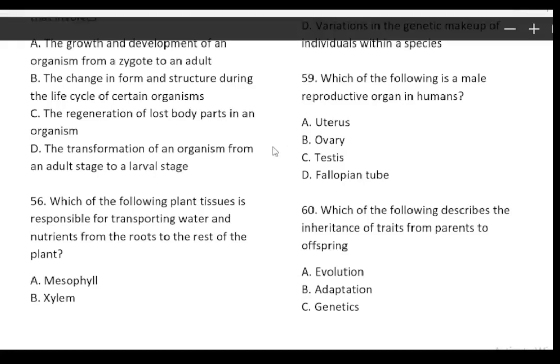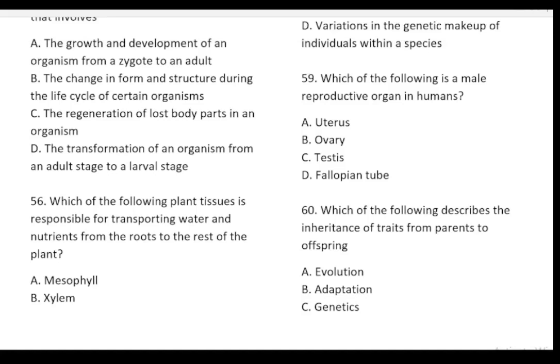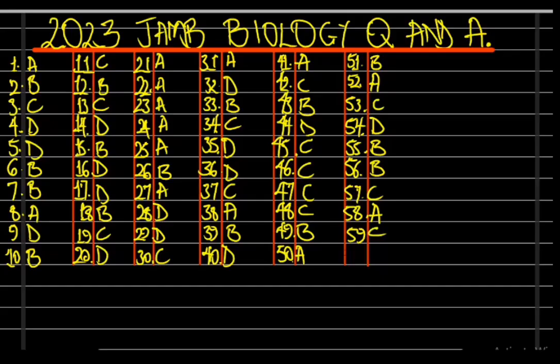So the only option that we have there that is for the male is actually the testis. The testis is the organ that is responsible for sperm production in the males, and it is found in the scrotum of the male reproductive system. So that is option C. And then we have question 60.